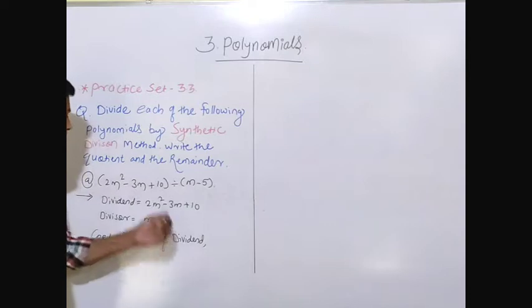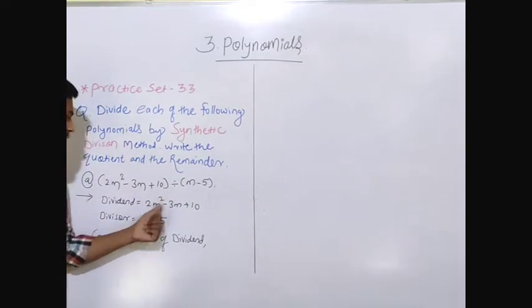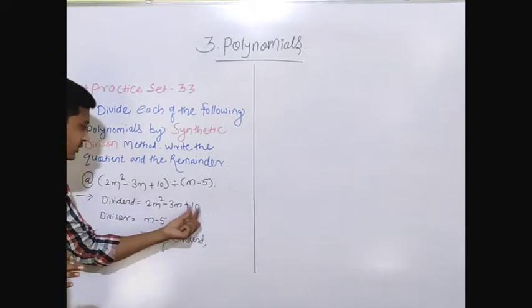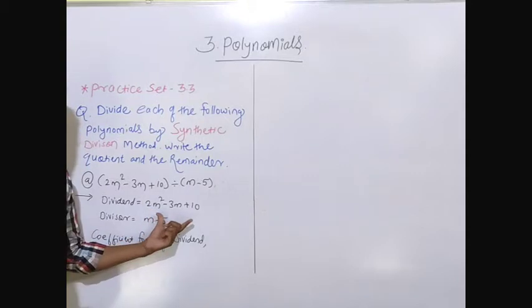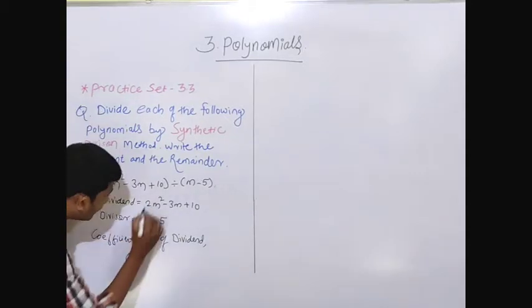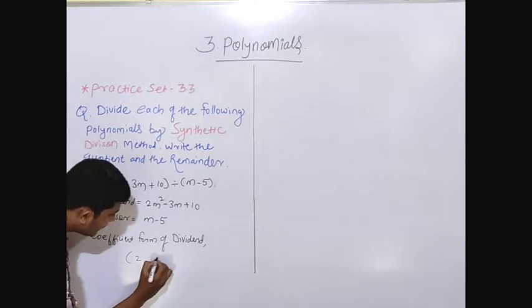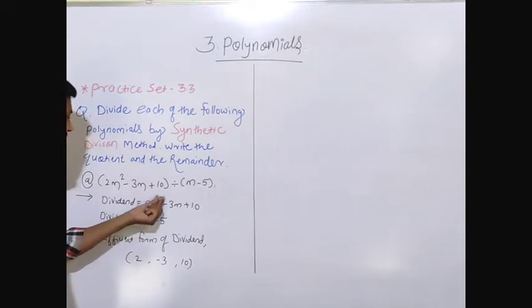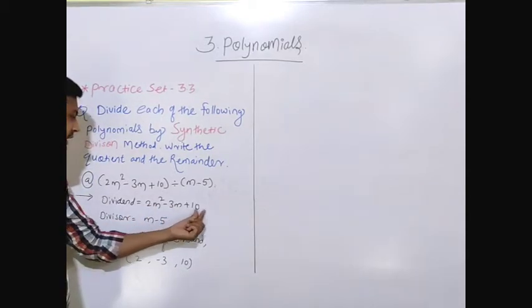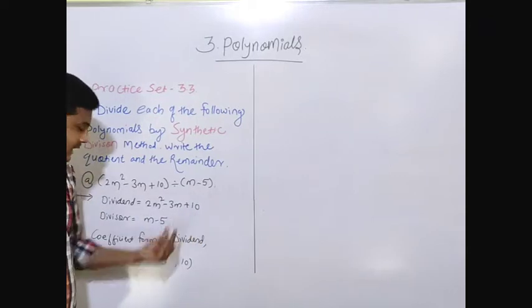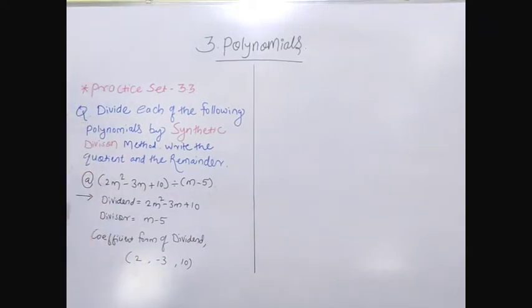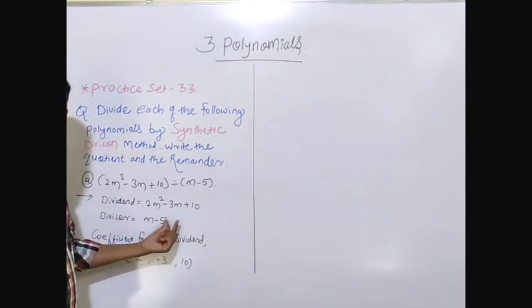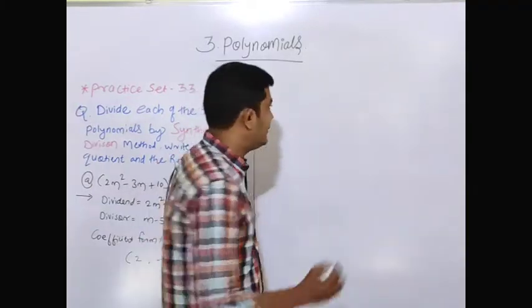What is coefficient form? Here the power is 2, or the degree is 2, so it contains 2 plus 1, that is, 3 terms. So 1, 2, 3, three terms are there. Now we can write it in coefficient form: the coefficient of m square is 2, the coefficient of m is minus 3, and the coefficient of m raised to 0 is simply 10. So this is the coefficient form. And here the divisor is m minus 5, so here is minus 5, and the opposite of minus 5 is simply 5. So now we will carry out the division.